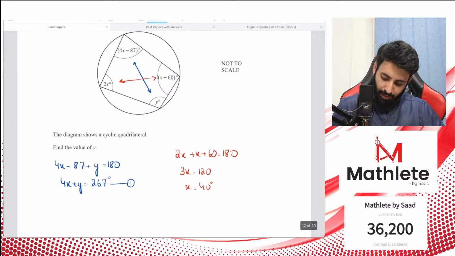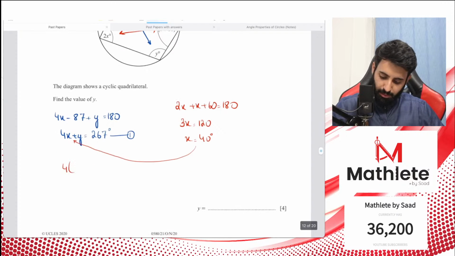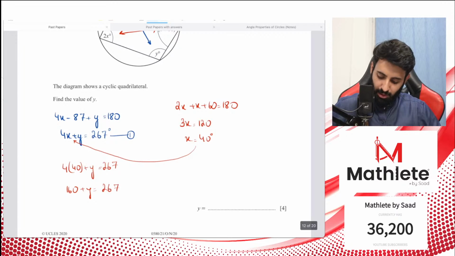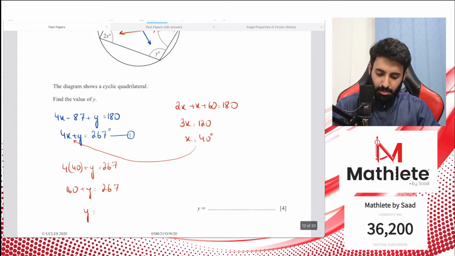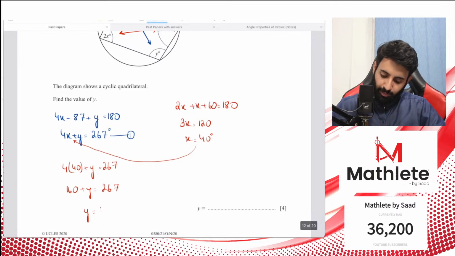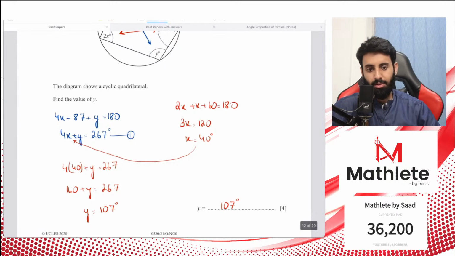Once you have this value of x, you're going to plug it back into the first equation. So 4 times 40 plus y equals 267. So 160 plus y equals 267. Notice how the question here is only asking for the value of y, not for the value of x. So 267 minus 160 is equal to 107 degrees. And there you go. That's it. That's your answer.